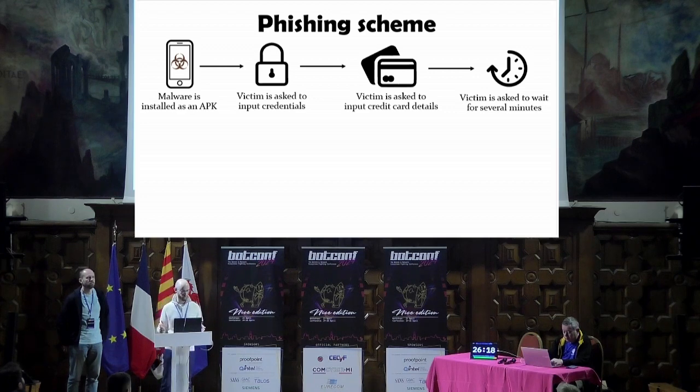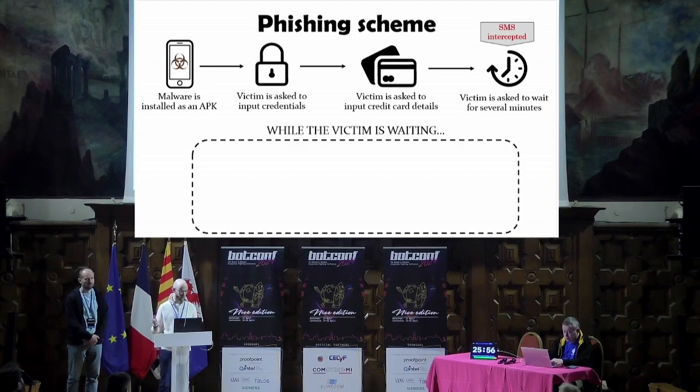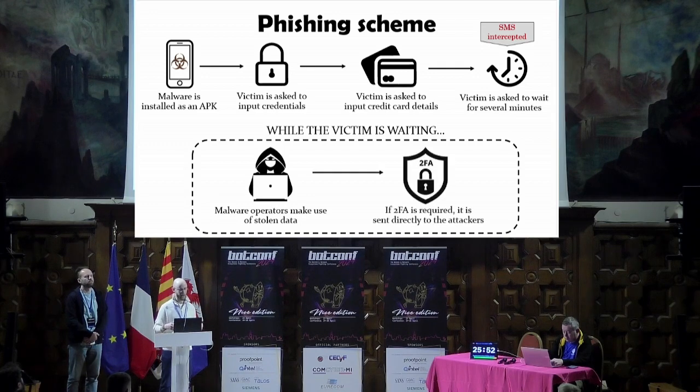Now the attackers have the credentials, they have credit card details. What else do they need to actually make full use of this data? Of course, all of you in the audience know the answer, and it is two-factor codes. And this is where the background function of the malware comes into play, in the form of SMS monitoring and interception. So while the victim is waiting, if the attackers want to make use of this data, and they ever require a two-factor code, it is transmitted directly to their devices along with all the information that may be received via SMS.